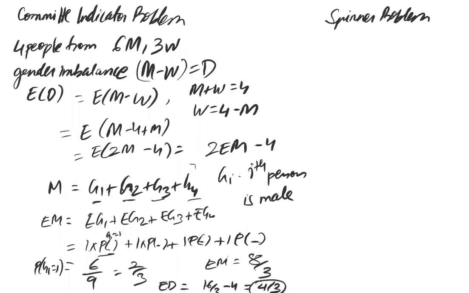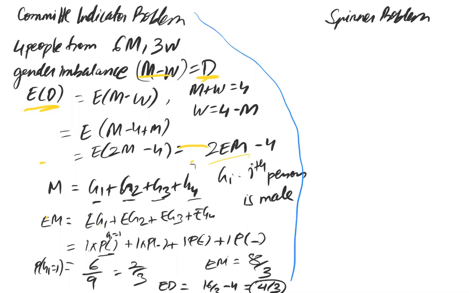We first created the random variable here, D, that was M minus W. We found the expected value of D in terms of M. Then we found the expected value of male using indicator variables for each pick of the people, G1, G2, G3, G4. We found the value of E of M, plugged it back in for E of D, and hence we found the expected value for the gender imbalance. Okay, so that was one question.